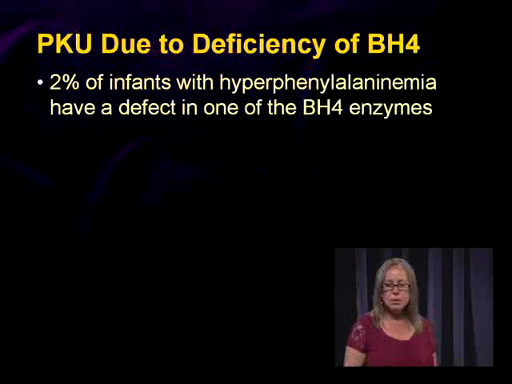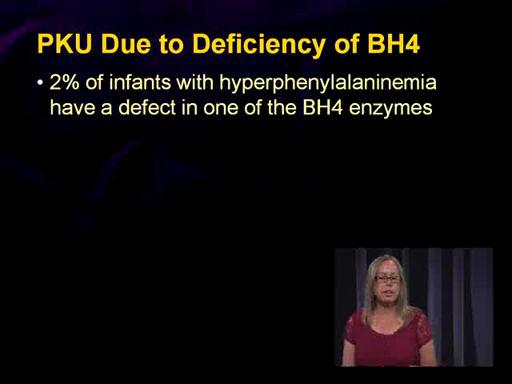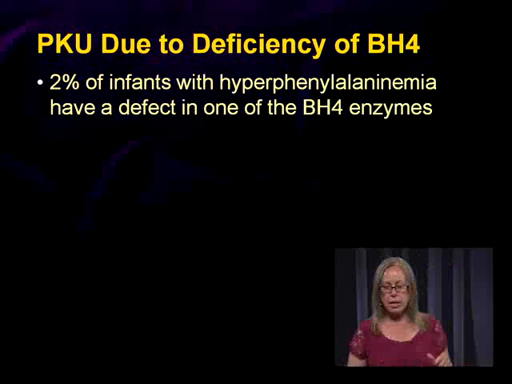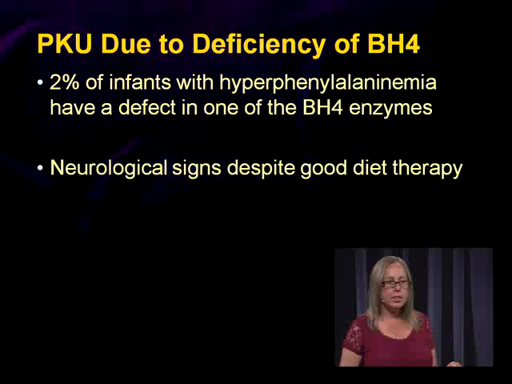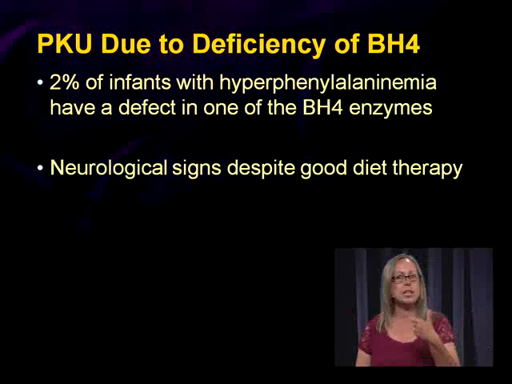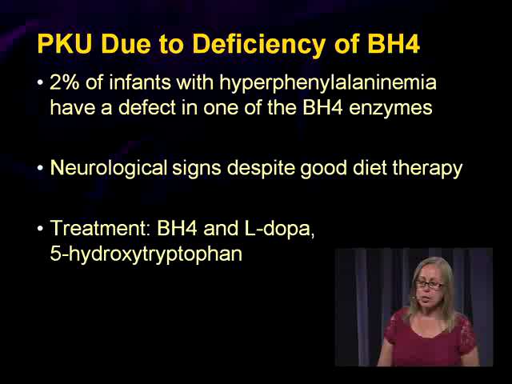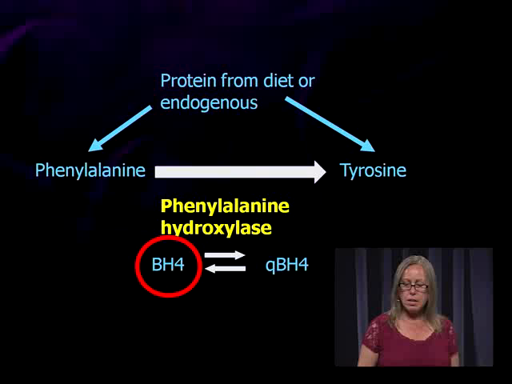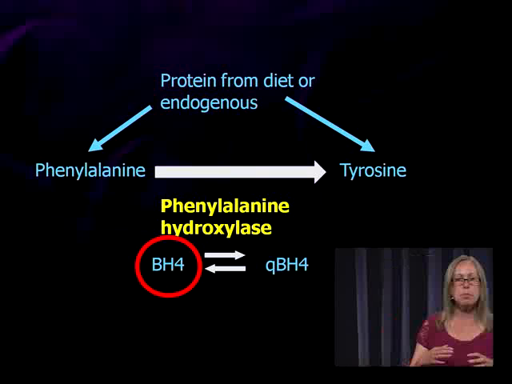So you can also have PKU due to a deficiency of tetrahydrobiopterin, and about 2% of babies that have a hyper-Phe, or an elevated phenylalanine level, have a defect in one of the tetrahydrobiopterin enzymes. And these kids will have neurologic symptoms despite good dietary therapy because you need your tetrahydrobiopterin to run other enzymes as well. So you've got other enzymatic defects. So you treat with BH4, L-DOPA, and 5-hydroxytryptophan. And so here again is our pathway, and some people have problems in this resynthesis. And when that happens, you have to look at other enzymatic pathways that play a part.